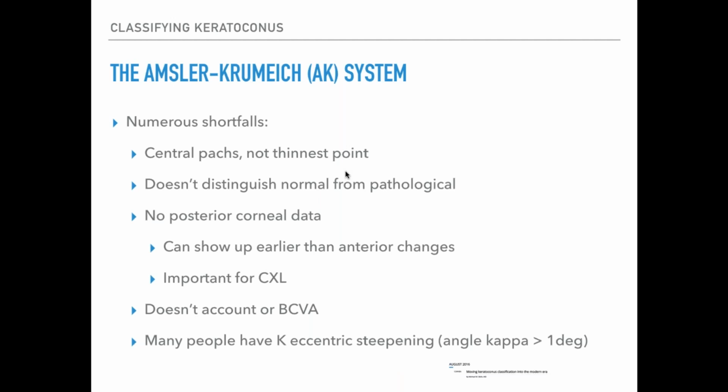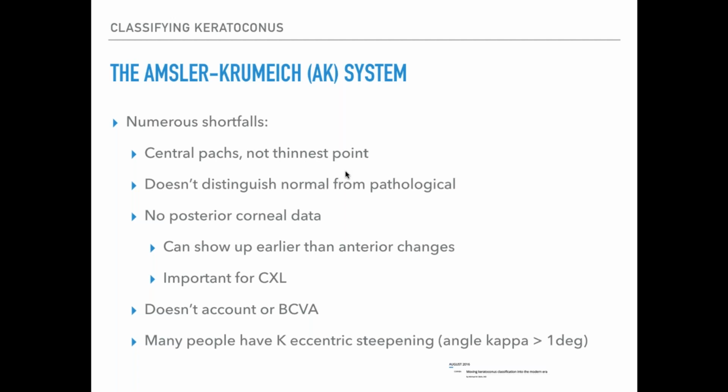There's also no posterior corneal data. And the more we have access to things like Orbscans and Pentacams and all these different instruments, we know that the posterior cornea can, in a lot of cases, show steepening before we see anything on the anterior cornea. When we look for patients who would be good candidates for corneal crosslinking, we want to do that as early as possible. We need to find the earliest possible changes. By ignoring the posterior cornea of patients who might be at risk, we may be missing the first opportunity to hit these patients with corneal collagen crosslinking.